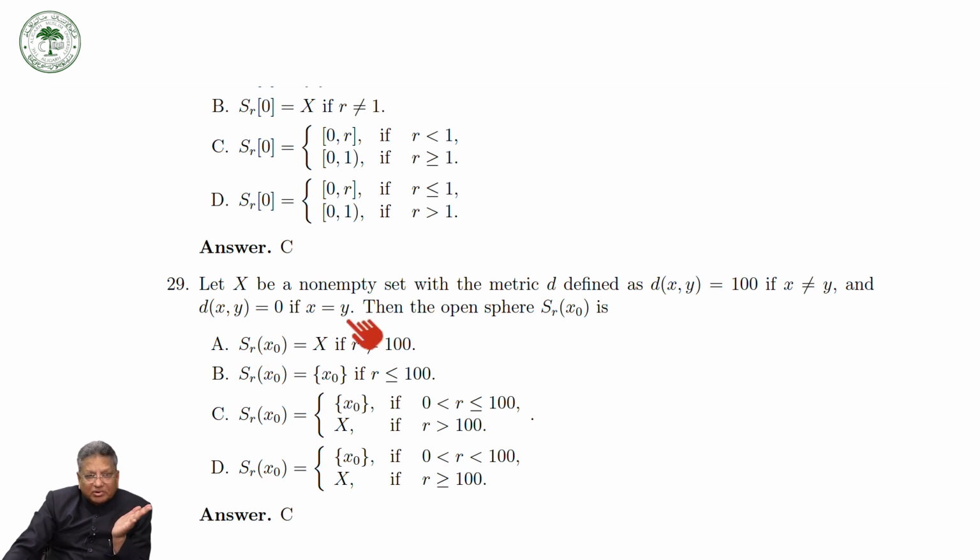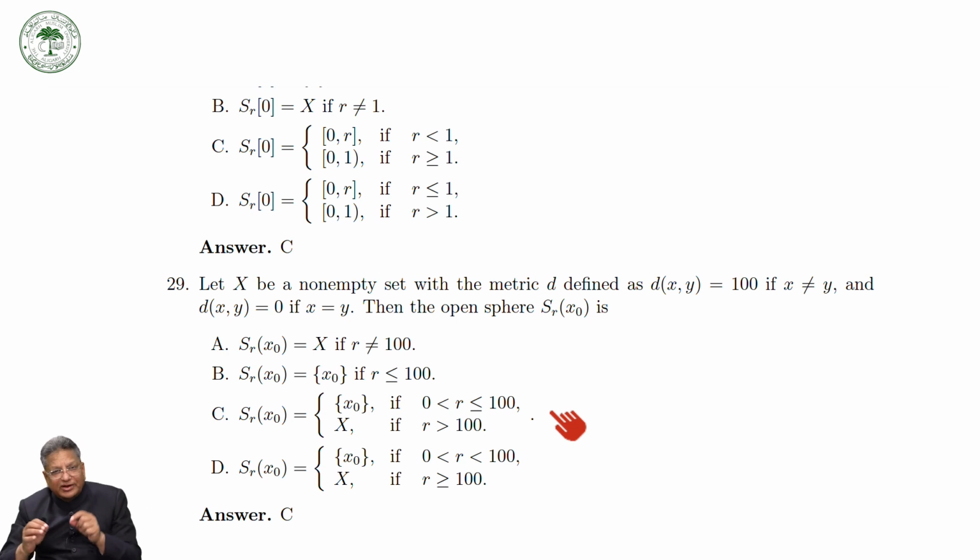The rest is okay. So if it is 1, as we have seen, the open ball with center at x naught and radius r is equal to the singleton set if r is less than or equal to 1, and the whole space if r is greater than 1, in the discrete metric. Here it is 1. If it is 100, then it is the singleton set if r is less than or equal to 100, and it is the whole space if r is greater than 100. So this way you can check very easily. No need to calculate everything. If you remember, then you can do it very fast.